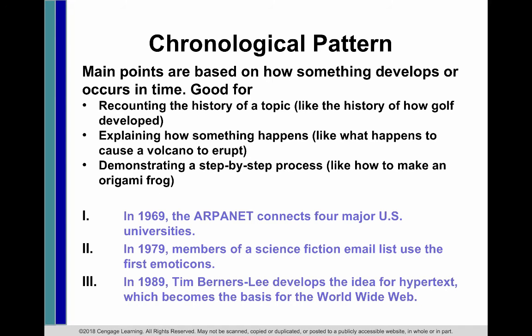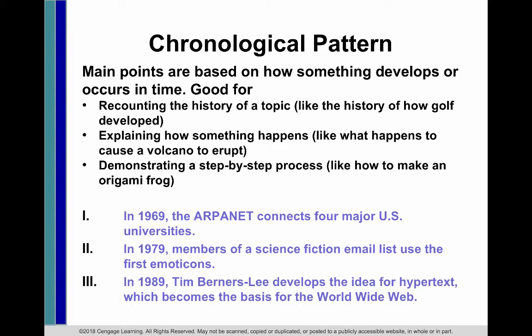The chronological speech pattern is based on how something happens, develops, or occurs in time. This pattern is mostly used for informative speeches and is very good for recounting the history of a topic, like the history of how golf developed, explaining how something happens, like what happens to cause a volcano to erupt, or demonstrating a step-by-step process, like how to make an origami frog.